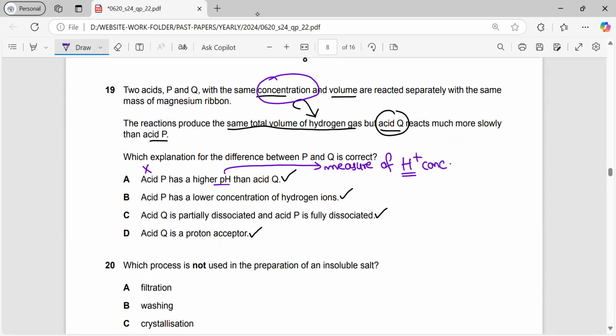Acid P has lower concentration? No. Acid Q is a proton acceptor? No, because all the acids are proton donors. This is wrong. It means C is correct because acid Q is partially dissociated. It must be weak, and acid P is fully dissociated. It is strong. That is why Q is slower. It reacts slowly because it partially dissociates. It's a weak acid. It's of the same concentration, but it's weak. P is the same concentration, but it's strong. So that's why it's reacting faster.